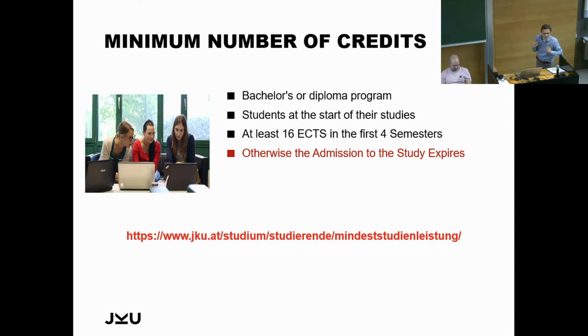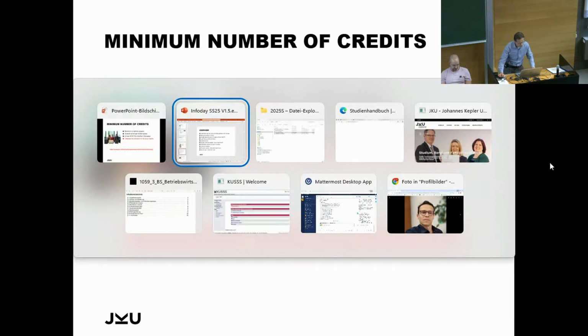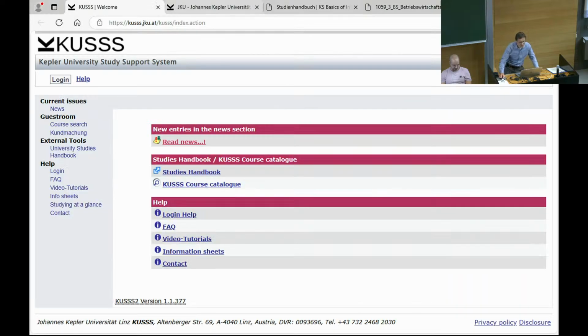16 ECTS again. You heard about 16 ECTS referring to the attendance allowance for international students. 16 ECTS also here, but within 4 semesters. If you do not achieve at least 16 ECTS, we will kick you out. We have to kick you out by law.